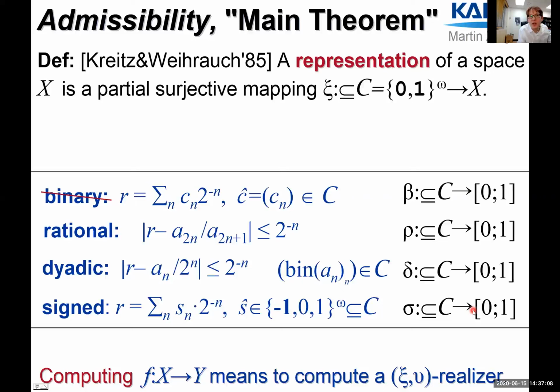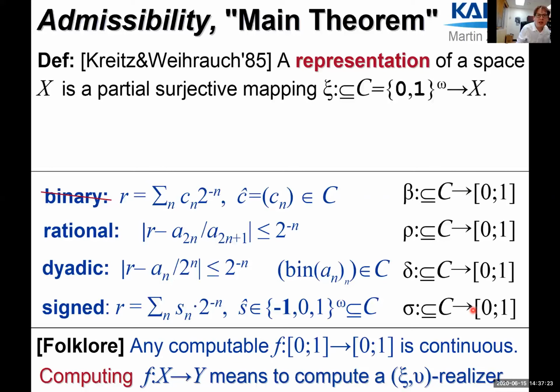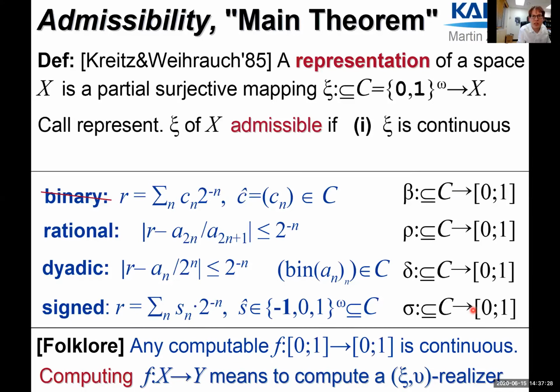And we already know that the binary representation is not suitable, but we want to find an abstract criterion for when a representation is or is not suitable for computability. And this is exactly admissibility according to Kreitz and Weihrauch. So they call a representation admissible if it satisfies 2 conditions, and the first condition is that it must be continuous.